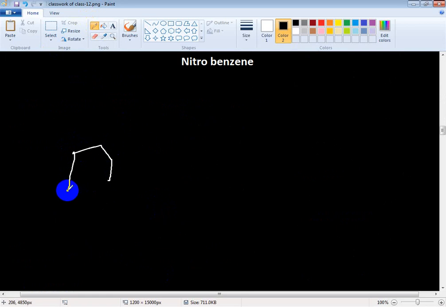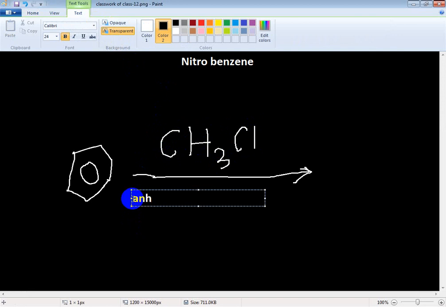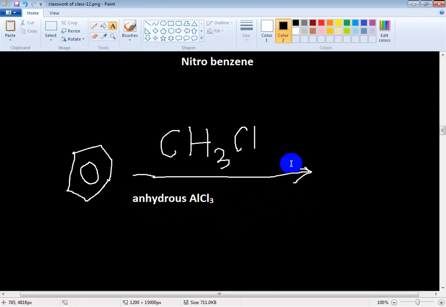In this reaction mechanism, if R is CH3 and X is Cl, what will be the product? Here is benzene with methyl chloride and anhydrous aluminium chloride. Hello students, what will be the product? Complete the reaction.